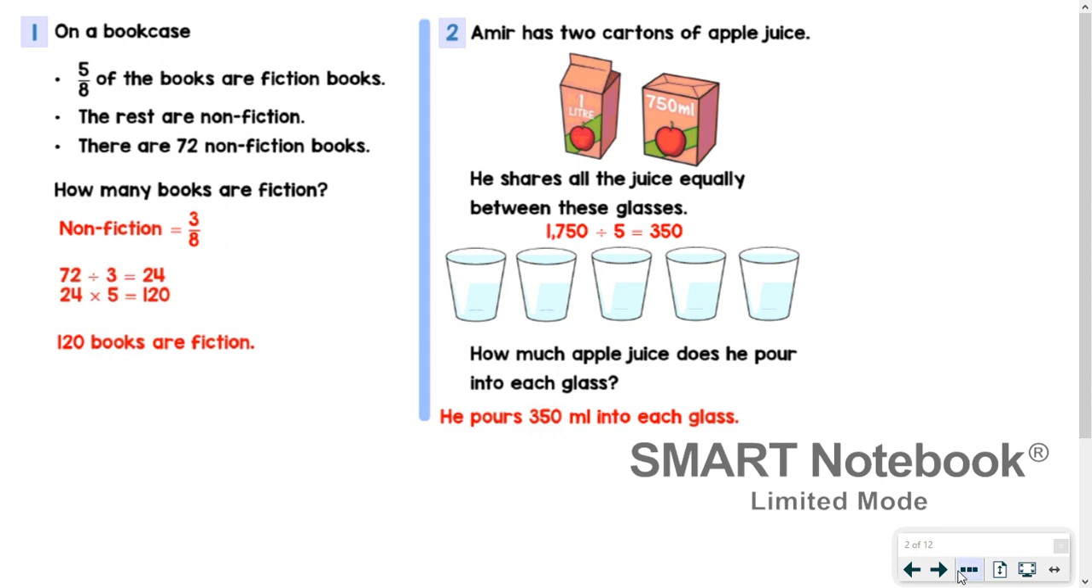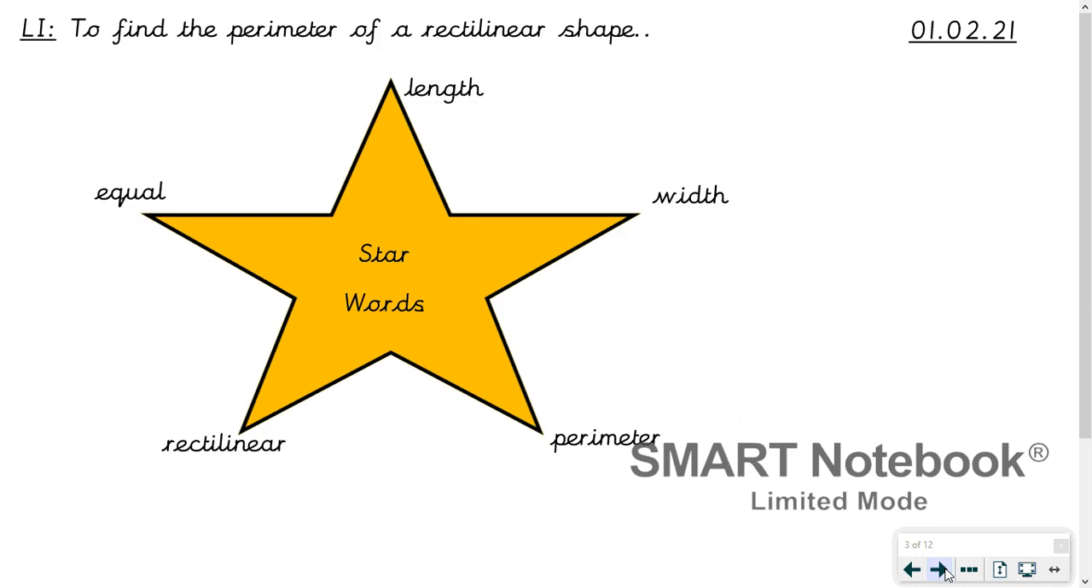Hopefully we did okay with those. Learning intention today is to find the perimeter of a rectilinear shape. So we're looking at shapes that are built out of squares, rectangles, straight lines. So our keywords, star words, are length and width, very important, and perimeter. Those are the 3 most important, and then rectilinear. And as we like to have in quite a few of our sessions, we have equal. We're looking for equality in units and different things.